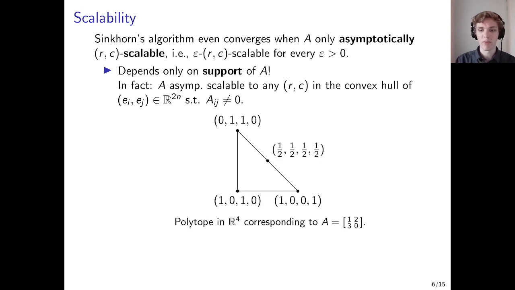As a simple example, suppose I look at the matrix A is 1, 2, 3, 0. Then my polytope would have 3 points, given by these 3 points. And for instance, the vector 1/2, 1/2, 1/2, 1/2 is in the convex hull. So therefore A is actually scalable to uniform marginals, as we would call it.